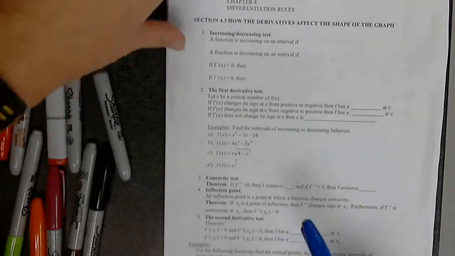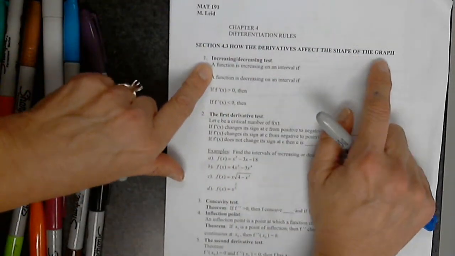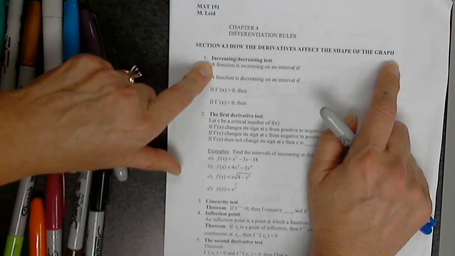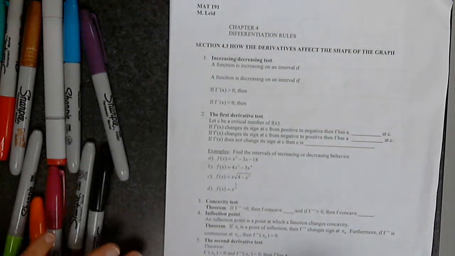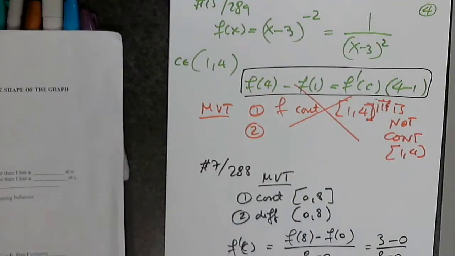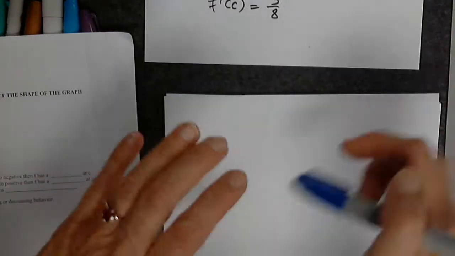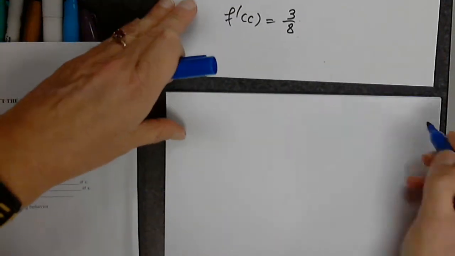So let's continue with 4.3. How do derivatives affect the shape of the graph of a function? This is a very important section. And this is basically the foundation of graphing of any function with absolutely no graphing calculator. I'm not saying that I'm going to take it away from you. I'm only saying that you will be able to do everything by hand with absolutely no graphing calculator, which we were not able to do before.